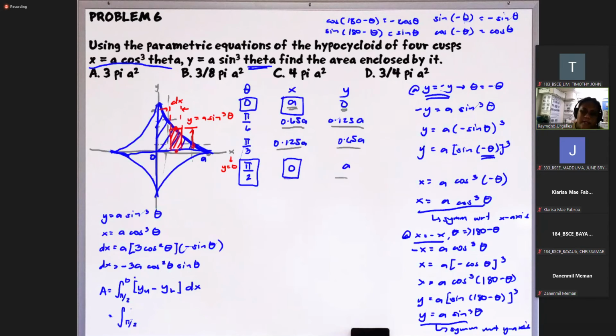Again, what is our y upper? This is the y upper, a sine cubed of theta. What is our y lower? Y lower is 0, so we can cancel that. Then what is our dx?